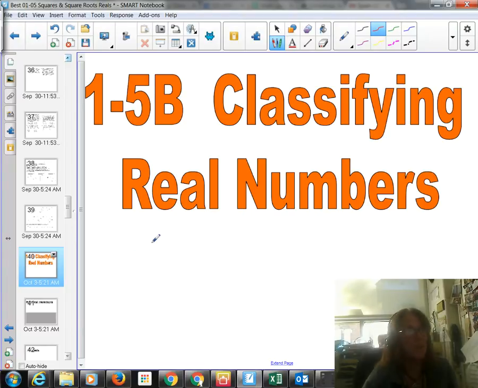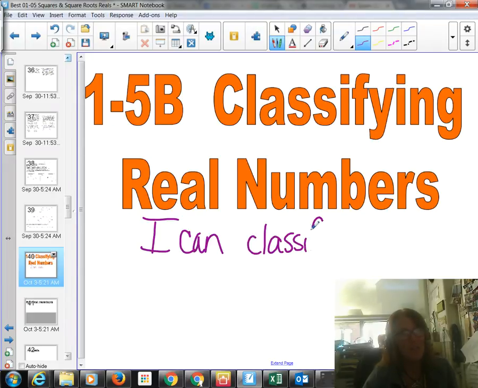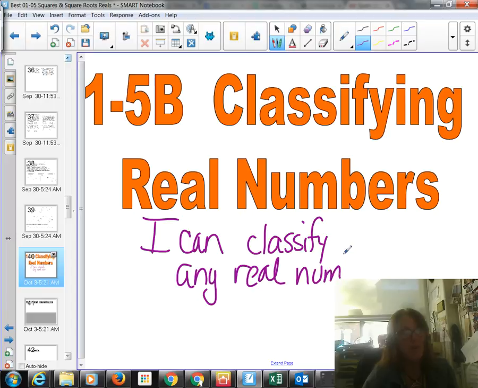So your learning target today, honestly, is going to look just like this, where we say, I can classify any real number. Awesome. All right, well, now we have to talk about what on earth am I talking about? What does that mean to classify something? Well, we have kind of sets and subsets, and they fit into a category. That's really what classifying is, fitting it into a category.